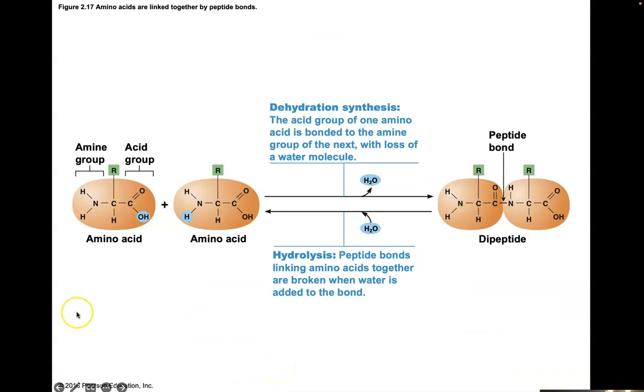So just like any other organic molecule, when we put two amino acids together, we're going to do a dehydration synthesis reaction to form our peptide bond, okay? If we need to break a peptide bond, we're going to do hydrolysis to break them into their individual amino acids, okay, right?